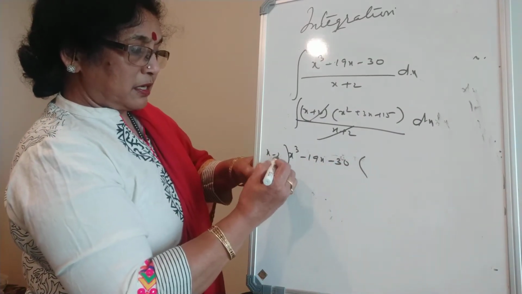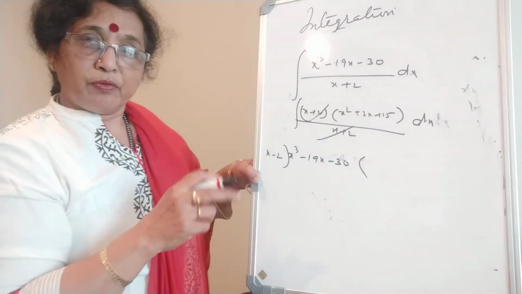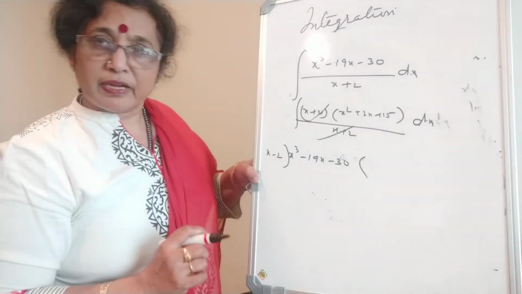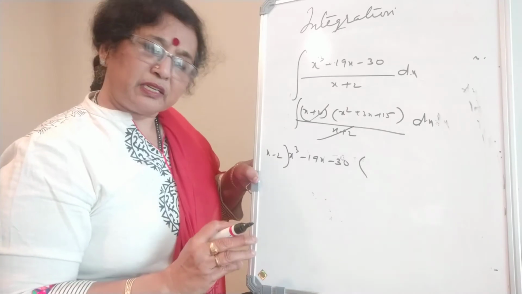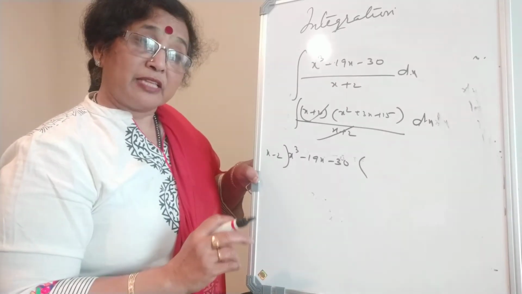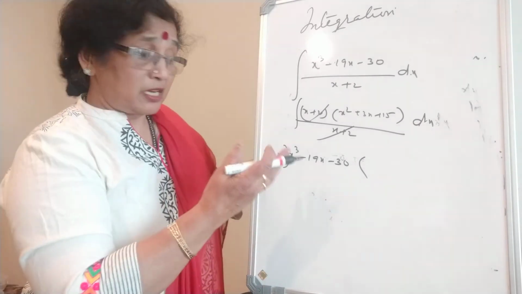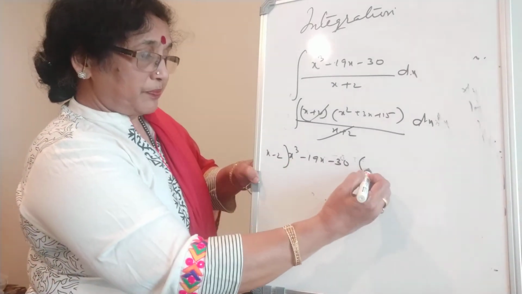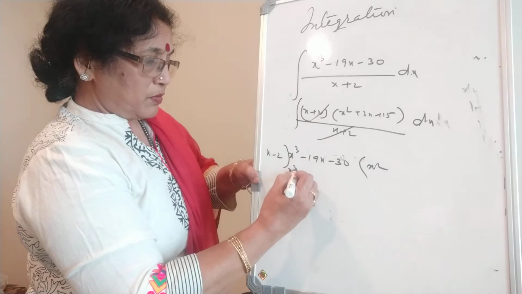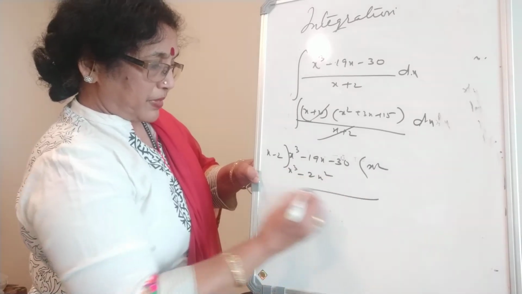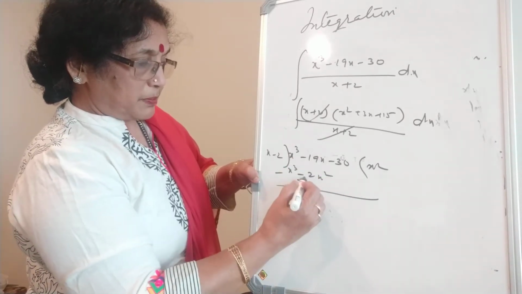In next video, I will show you without long division, how can you find the other factor: synthetic division and method of inspection. That's especially for 12th. You are not supposed to do long division and get the other factor. But still I am showing you. So this becomes how many x square? So x cube minus 2x square, and that cancels.